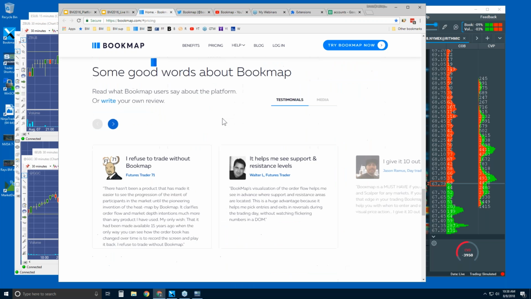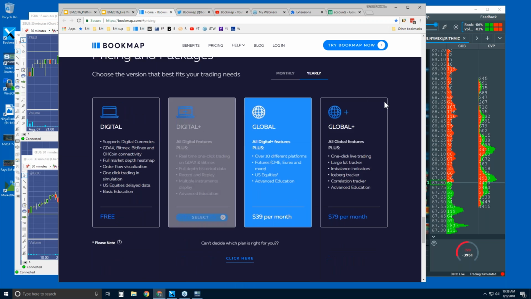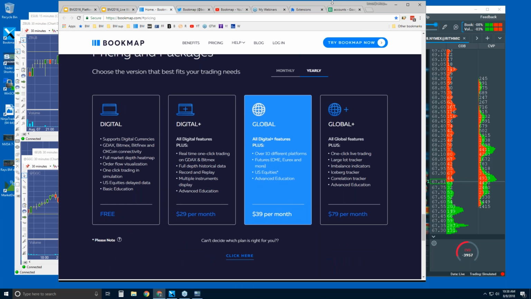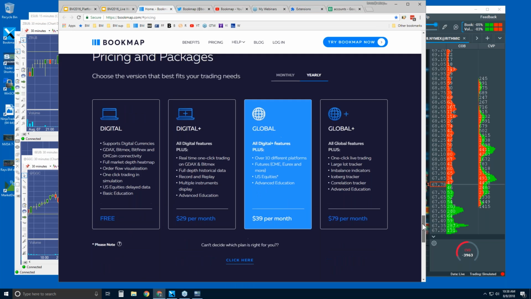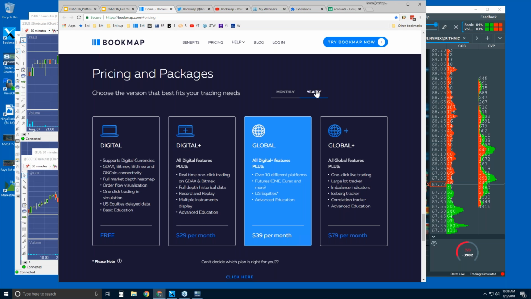All right, let's scroll down a little bit more, and let's go over the different packages that are available. Okay, so you can see that there are 4. Now you can subscribe yearly over here, or you can subscribe monthly if you click on this tab. All right, now there are 4 different versions here, and we'll go through and make a distinction. There are 2 for digital and 2 for global. The digital ones are for digital currencies only. The global are for all of the markets: US equities, futures, and digital currencies.